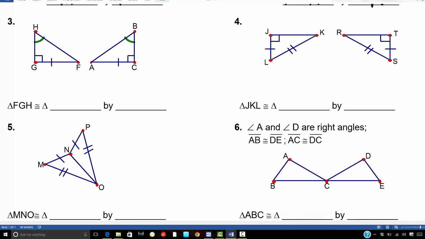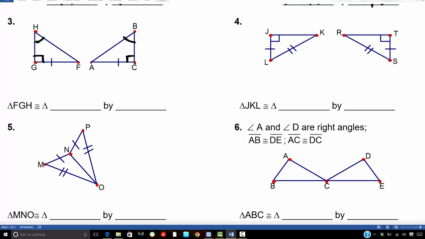All right, so finally one that's a little bit different. Number 3, again, we have 2 angles. We know this angle is congruent to this angle, and we know this means 90 degrees, so these angles are congruent. However, the side they give us is not the included side. The included side in these 2 triangles are segment HG and segment BC. Those are the 2 included sides, but they don't give us that information. They give us that segment GF is congruent to segment AC.